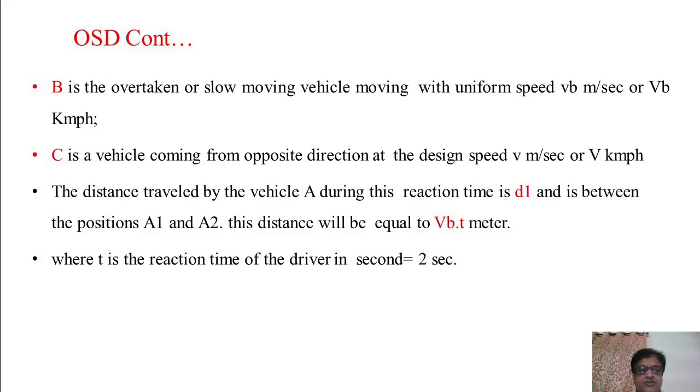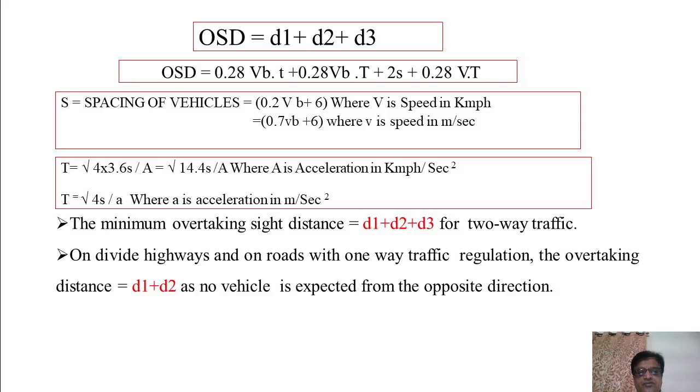The distance traveled by the vehicle during this reaction time is d1, between the position A1 and A2. The distance will be equal to vb into t, that is, velocity into time taken. Here the reaction time we assume as 2 seconds, not 2.5 seconds. So finally, OSD is given by d1 plus d2 plus d3.